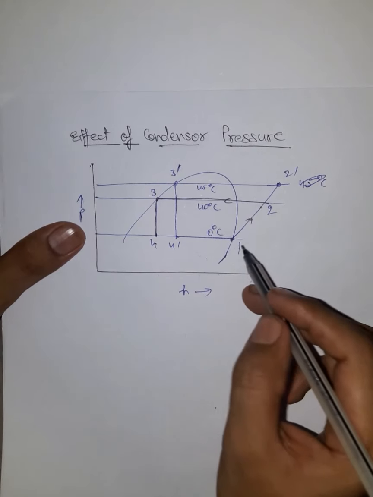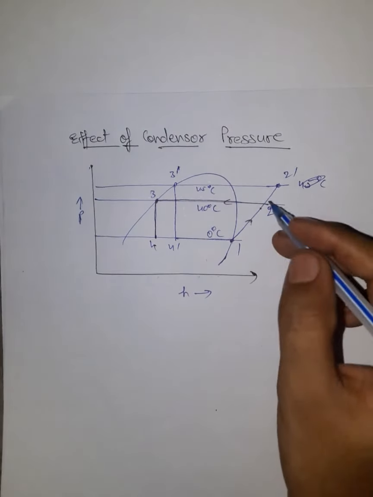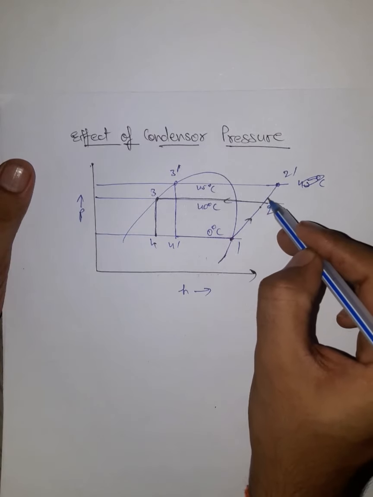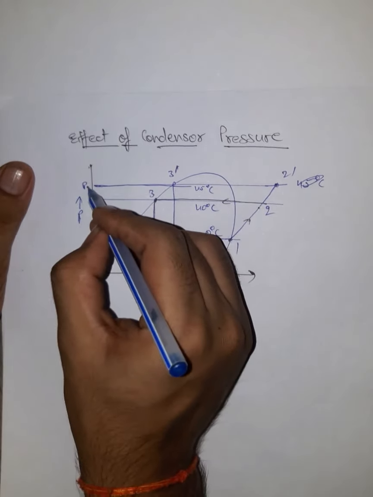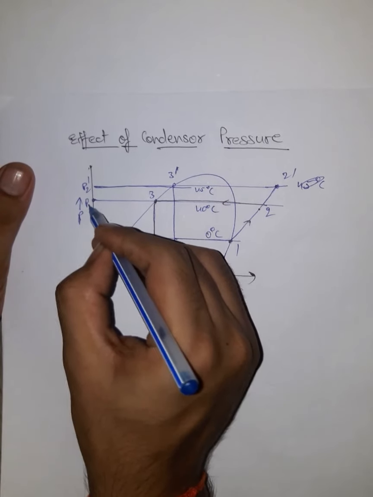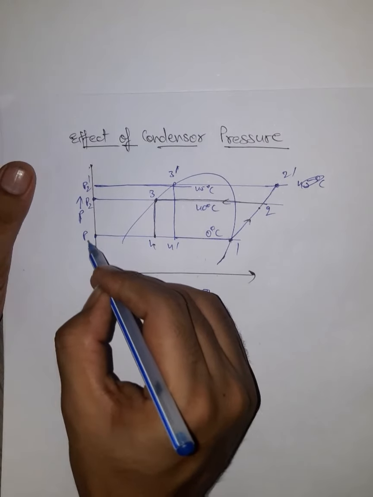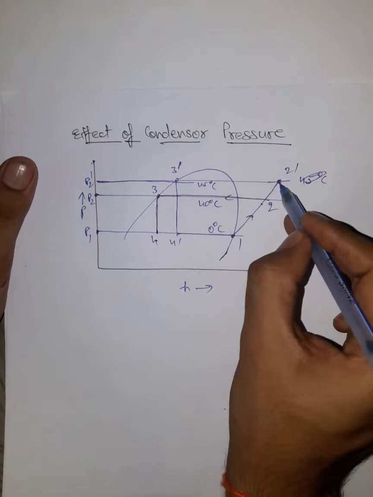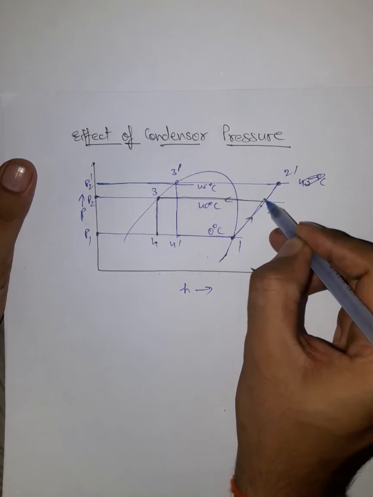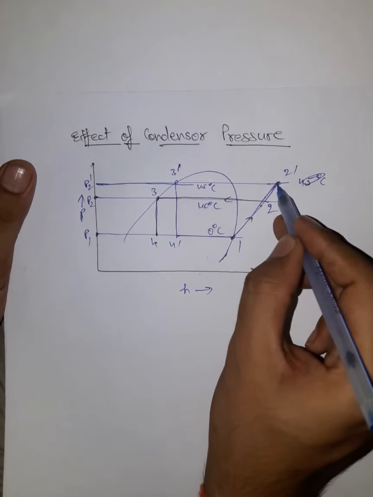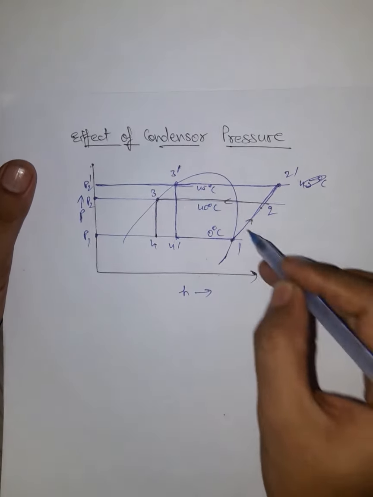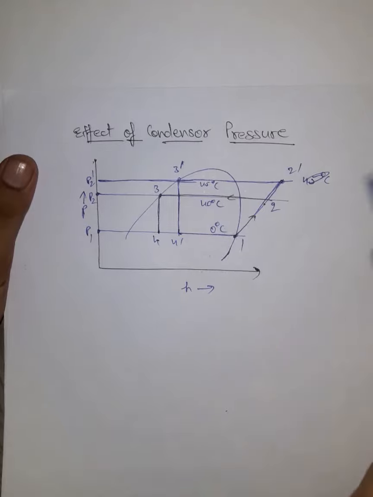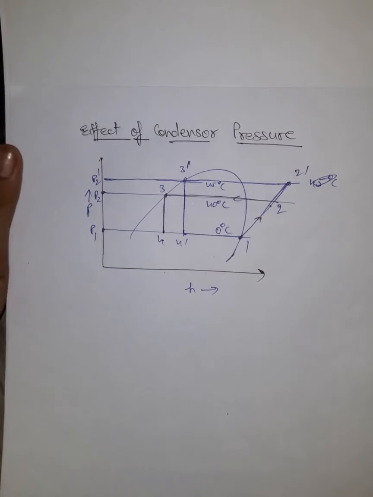and in this case the condenser pressure is increased. So now the pressure is this. Let us take it as P2 dash, and this original pressure as P2, and this evaporator pressure as P1. After increasing the pressure, the cycle now goes from 1 to 2 dash, then from 2 dash to this 3 dash, and 3 dash to 4 dash. So this is the process after the increase in the condenser pressure.